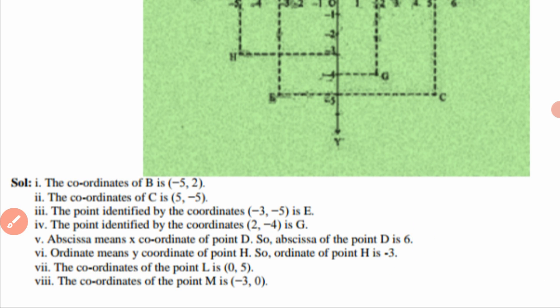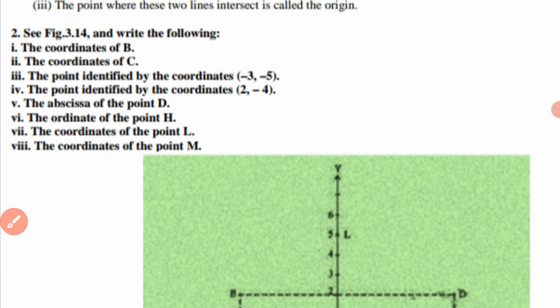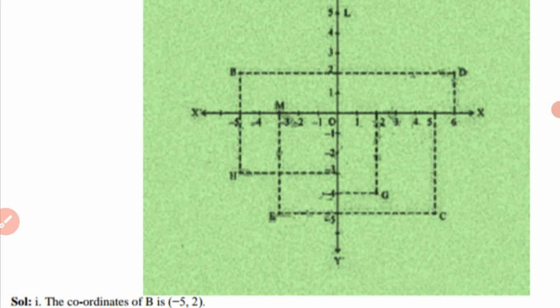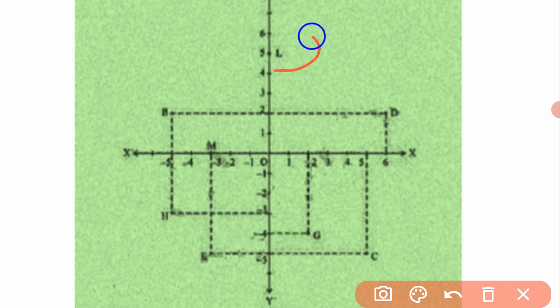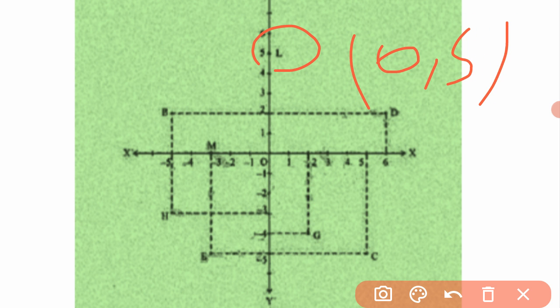Now the seventh part. In the seventh part we have the coordinates of point L. Here we have to see the point L. In this point L, y is 5 and x is 0. So the coordinates will be 0, 5.